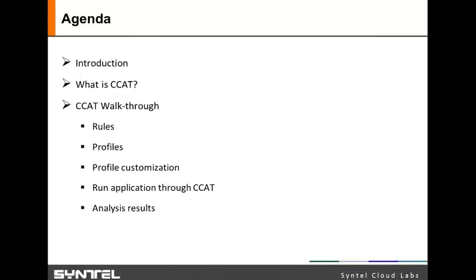What is CCAT? CCAT is Central's cloud code analysis tool, and it evaluates Java applications for compatibility with the cloud. So it basically analyzes the application code and generates violations wherever the code is inconsistent with a predefined cloud framework. So what defines the cloud framework is the rules.